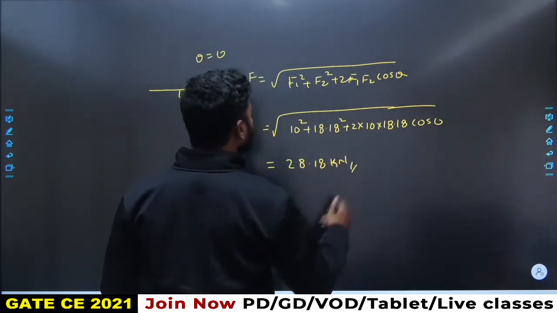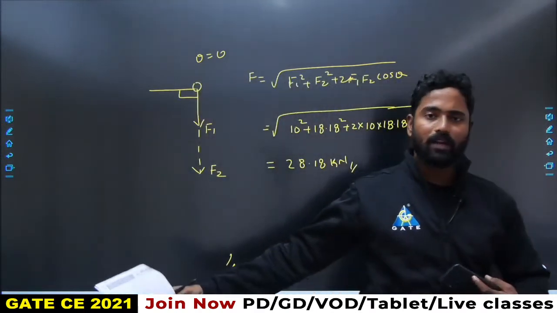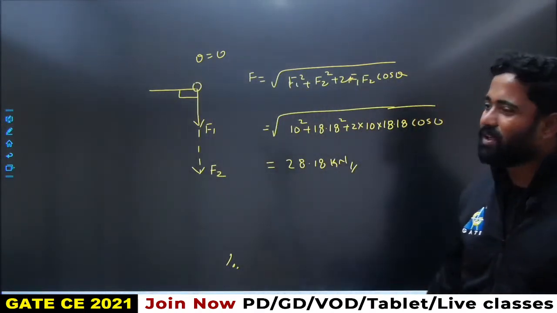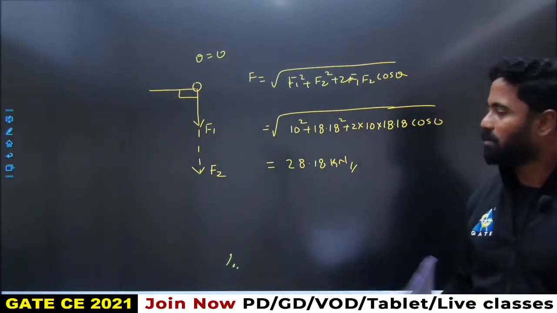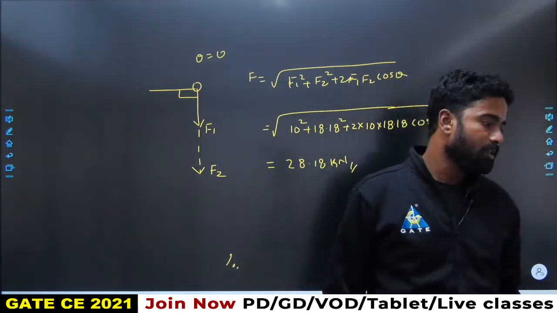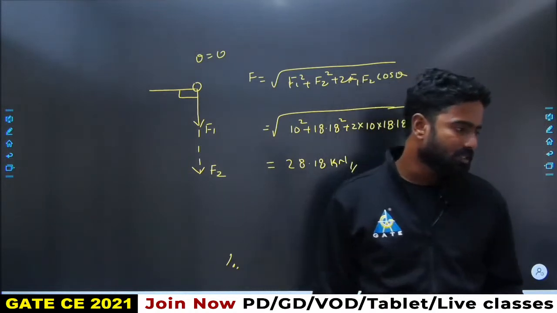So it is a very basic question. Since I have solved it while explaining, it is taking this much time. If you are going to solve it, it will take very little time. So the answer would be 28.18 kilonewtons.